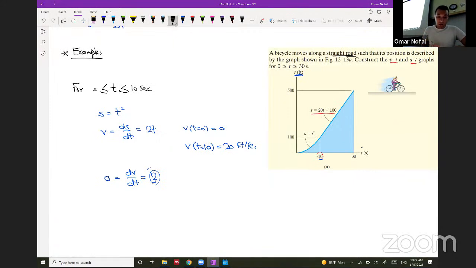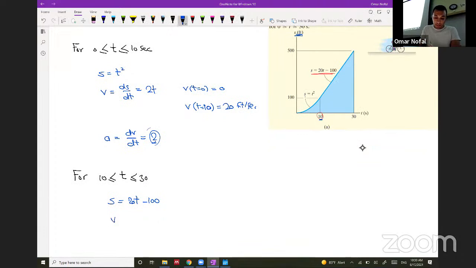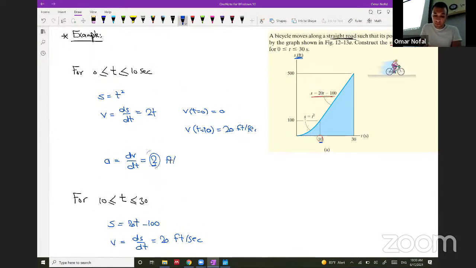And let's get to the second interval, for t more than 10 and less than 30. So the position is equal to 20t minus 100, and if you differentiate this to get v, it will give you 20, which is constant, feet per second. And do not forget the units, feet per second squared.